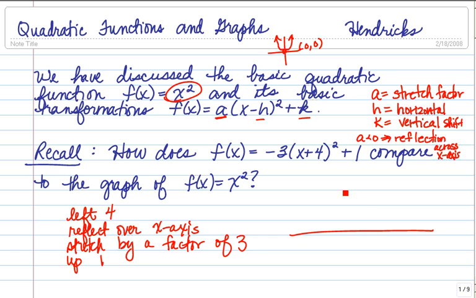So let's think about that. If we were originally at 0, 0, we go left 4. So we were kind of up here. But then we have to reflect, which flips us down. And we're stretching by a factor of 3, which makes the graph skinny, but that's because all the values are increasing by a factor of 3. And then go up 1. So we're really at this point negative 4, 1, and looking something like this. Now I don't have the intercepts correct there, but just to get that general feel of the way the graph looks.